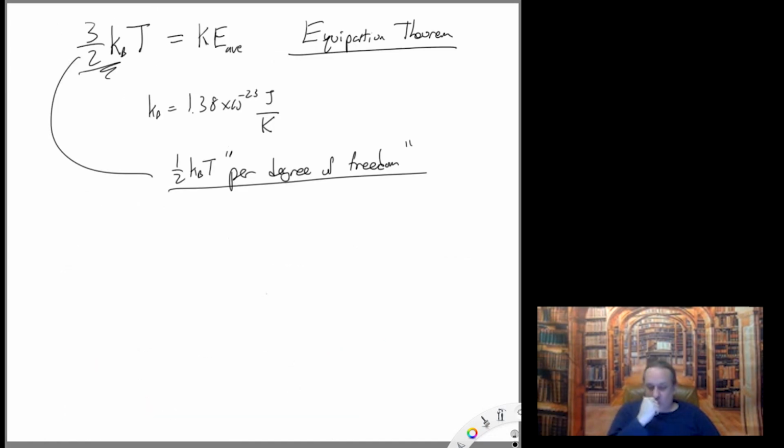So we often want to say that this would allow us to find the velocities of the particles.